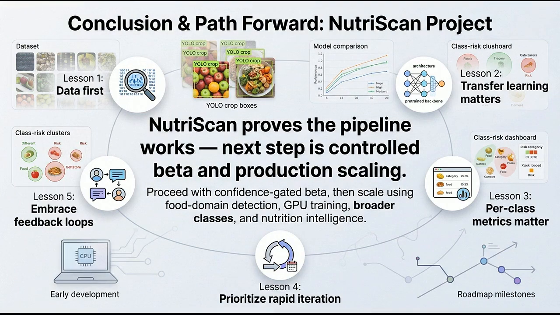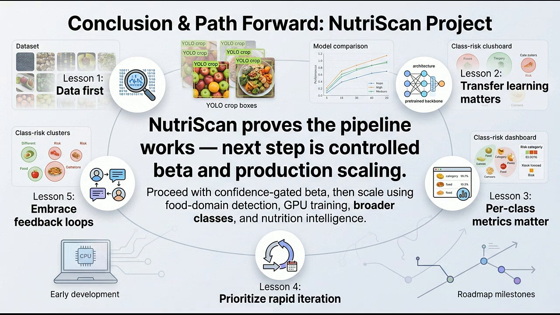The final conclusion is that NutriScan proves the technical pipeline works, but production success depends on closing known gaps. The most valuable lesson from the capstone is that data understanding comes first. Milestone 1 identified imbalance, detection limitations, color bias, and production gaps before model training began. Milestone 2 then showed that transfer learning is essential, and that per-class evaluation is necessary to expose hidden weaknesses.